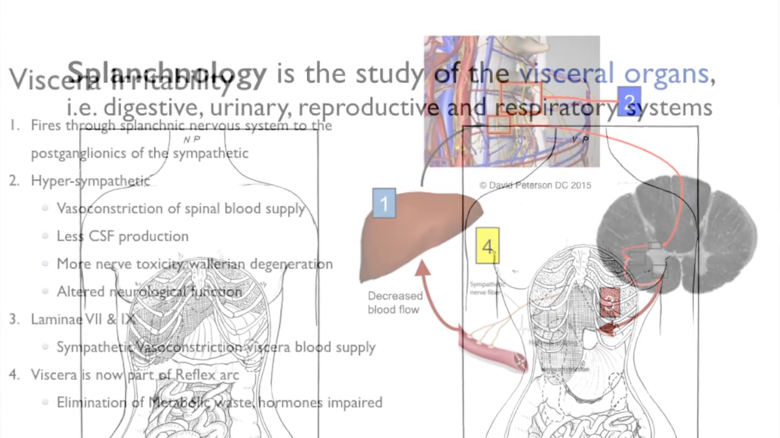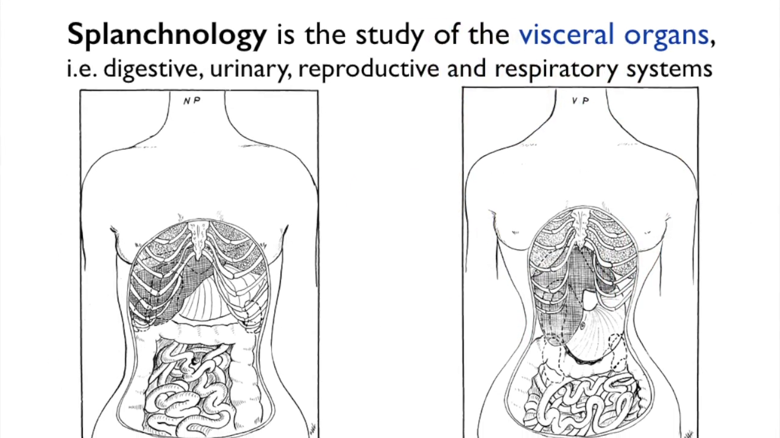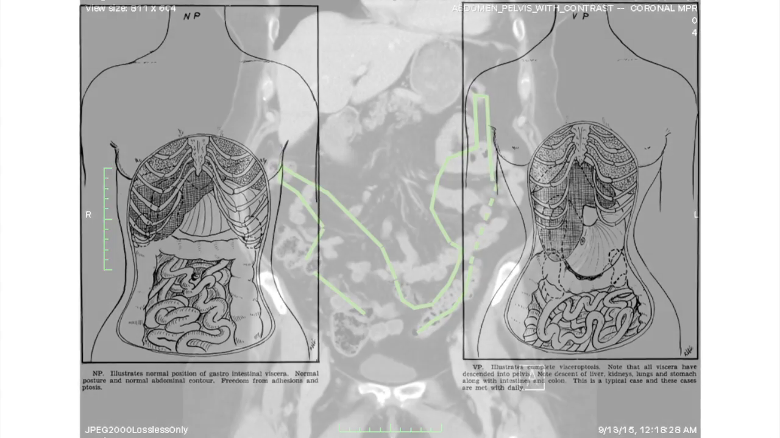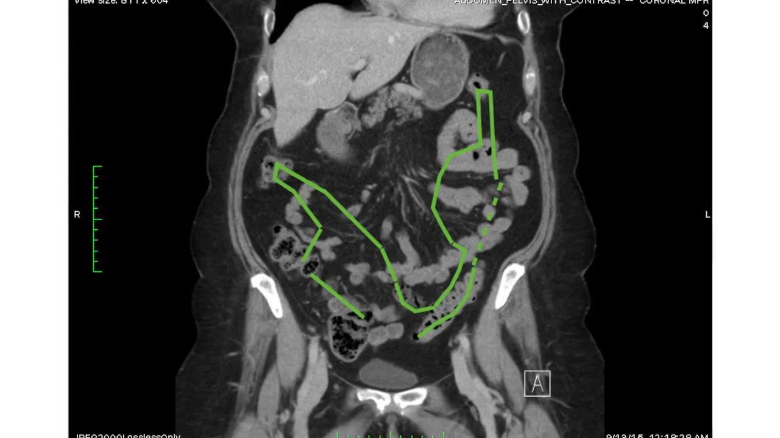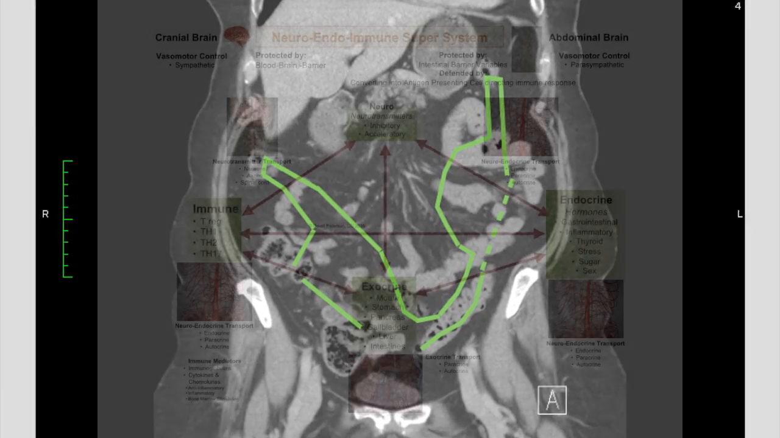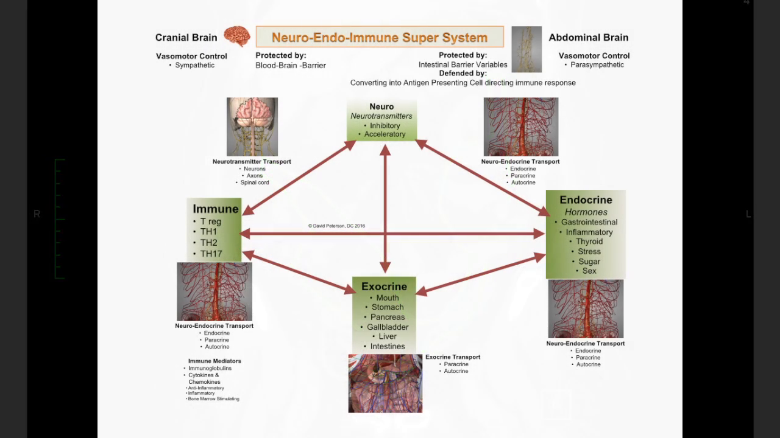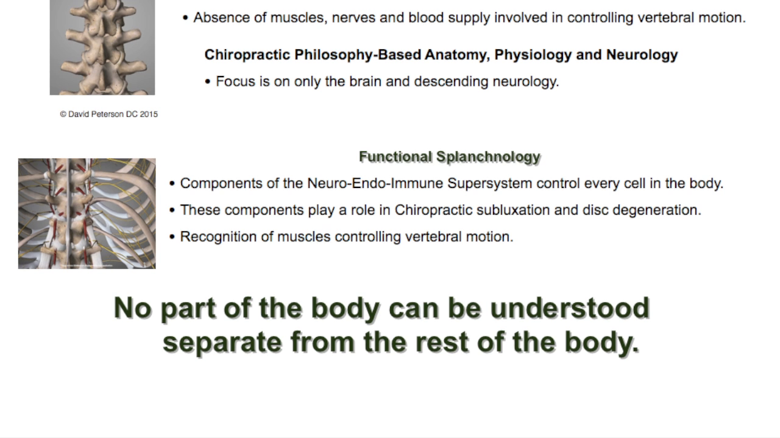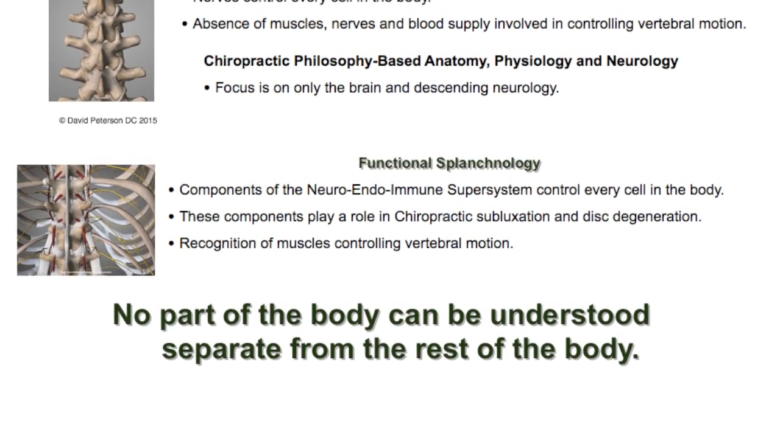Splanchnology is a specialty within the chiropractic field first introduced by Dr. Major Bertrand DeJarnette in the early 1900s. Functional splanchnology might best be described as a neuroendoimmune supersystem-based organ rehabilitation that assesses the visceral conditions of a patient with recurring subluxation and degenerative disc disease, treating the patient using non-invasive, non-pharmaceutical therapies and chiropractic modalities.